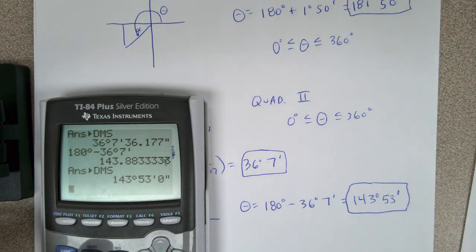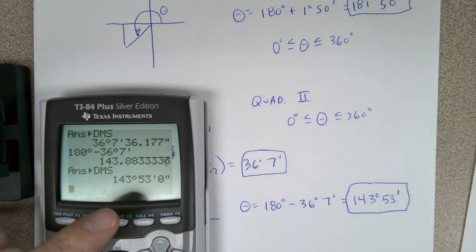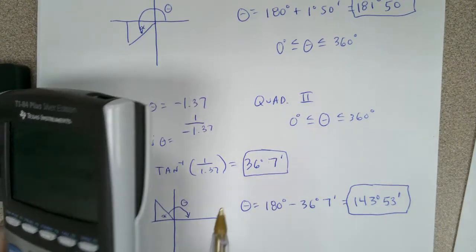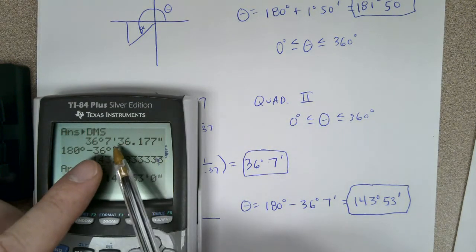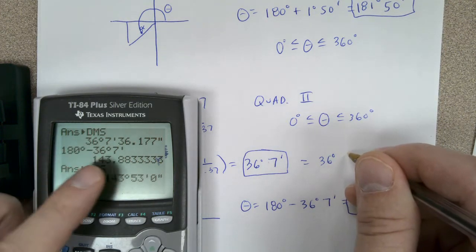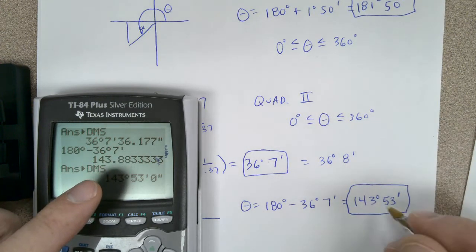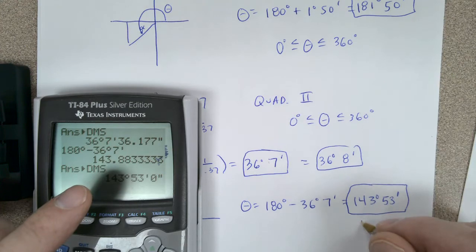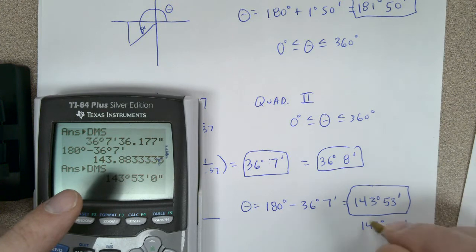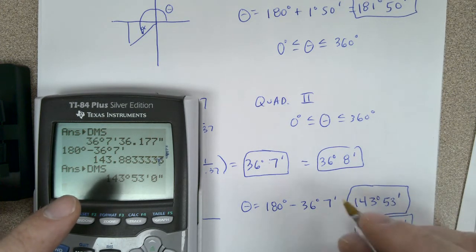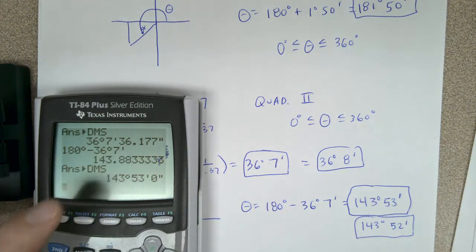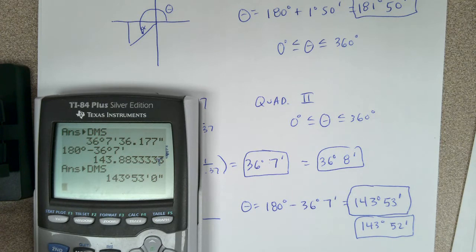Okay, real briefly, I just want to point out a quick rounding error that I made on this last problem. Notice when I found my inverse tangent, 36 degrees, 7 minutes, it actually should have been 36 degrees, 8 minutes, since we're going to the nearest minute. That changes this to 143 degrees and 52 minutes when I do that subtraction. So keep in mind that when the seconds is 30 or bigger, we want to round that up to 1. So that's a good teaching point for you to see.